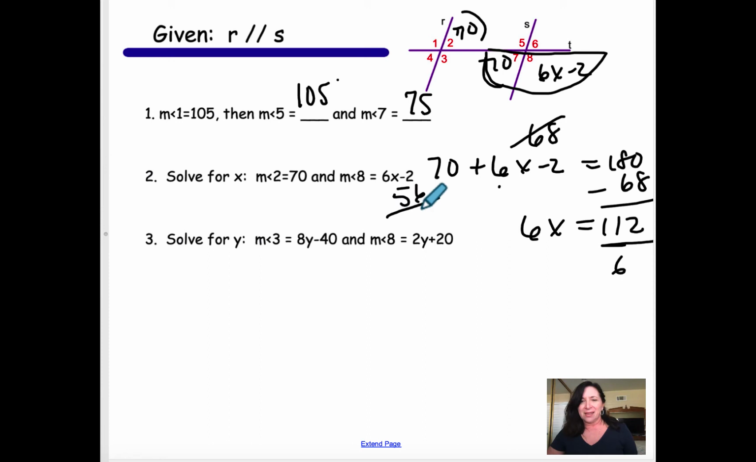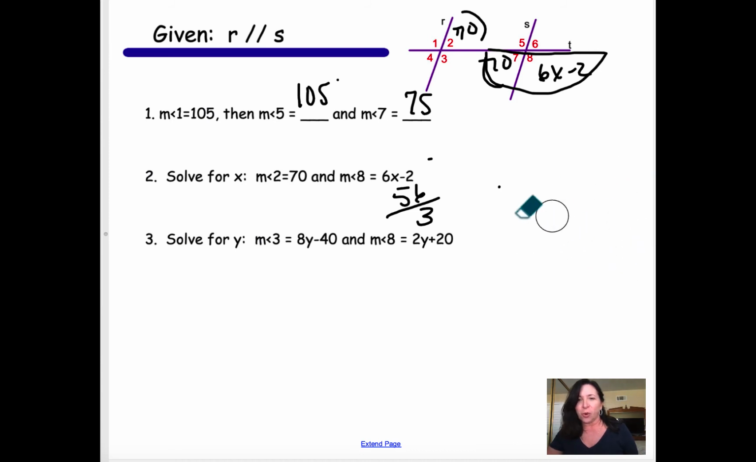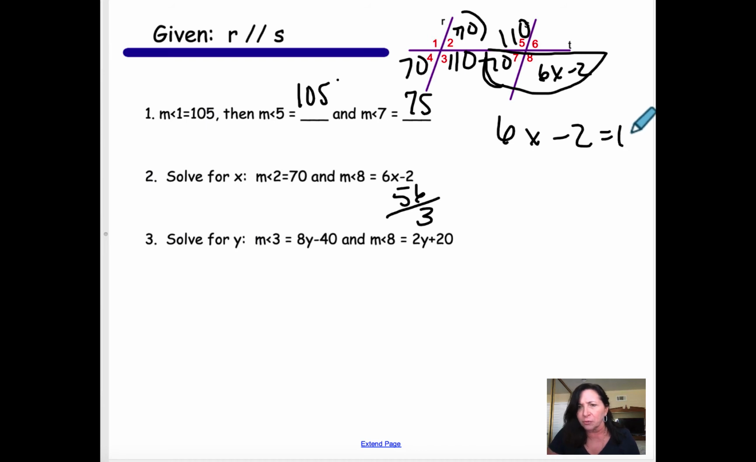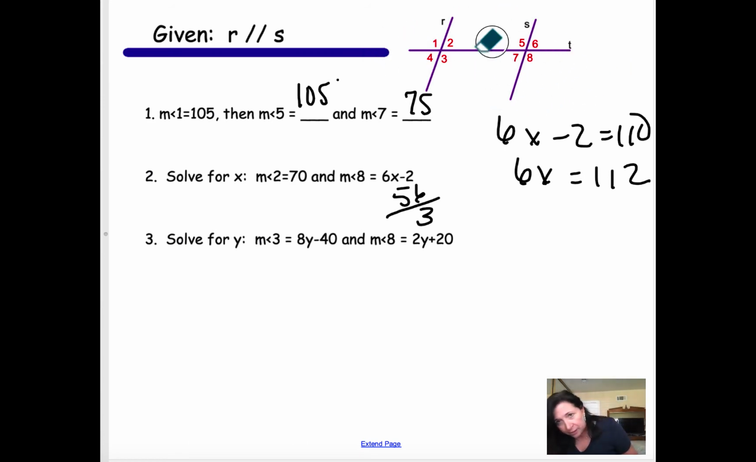All right. I'm going to do that one more time. I want to make sure I got the right answer. So I'm going to do this one more time, just for fun, right? What do we know? Angle 2 is 70, so that's 70, and that's 110. And that's 110, so I can just go 6x minus 2 equals 110. 6x equals 112, and 112 divided by 6 is that. Okay, we're good. All right, next problem, we're going to do that one more time, but a different question.